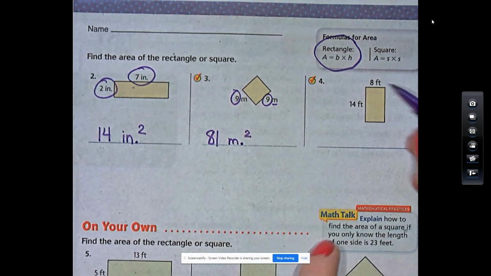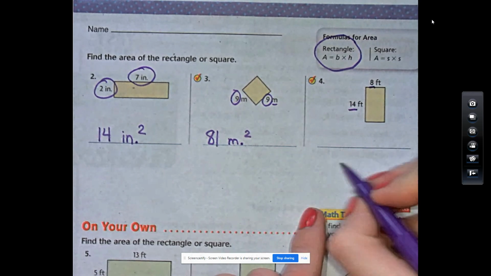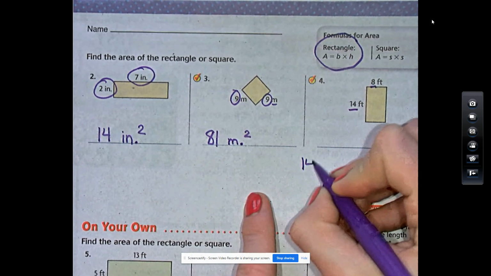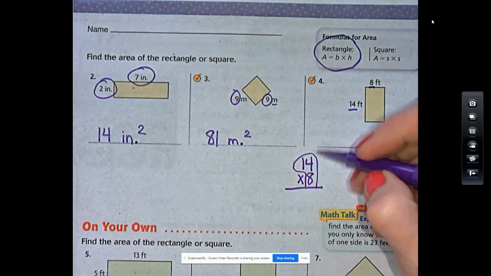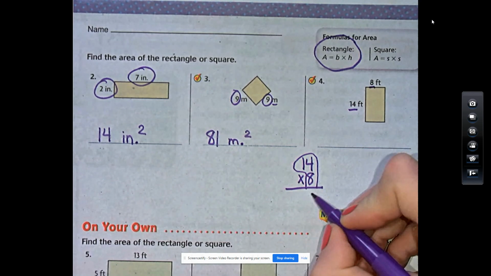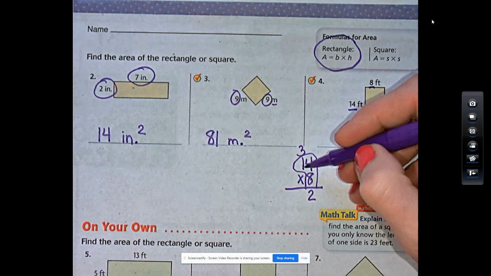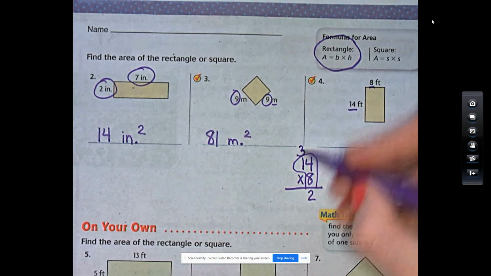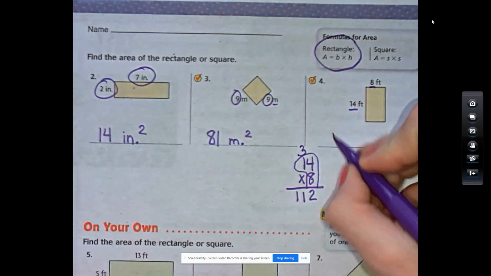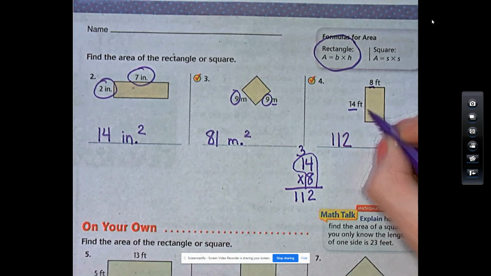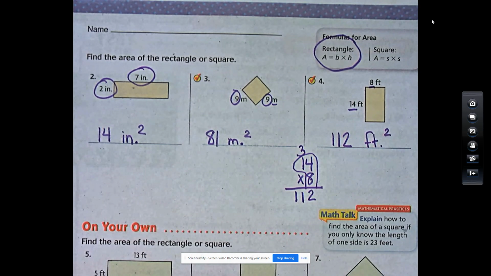The next one is 14 and 8 feet. Ooh, I don't know that in my head. Do a little turtle head. 14 times 8. Pause me and come back. What's 8 times 4? 32. 2 stays, 3 goes up. 8 times 1 is 8, plus 3 more. 9, 10, 11. Since I don't have a number outside the neck, I only have one row. 112, my unit is feet squared.